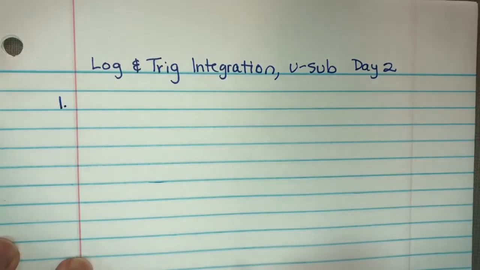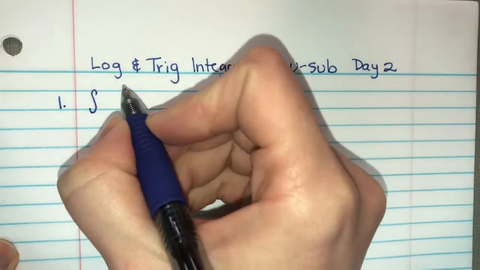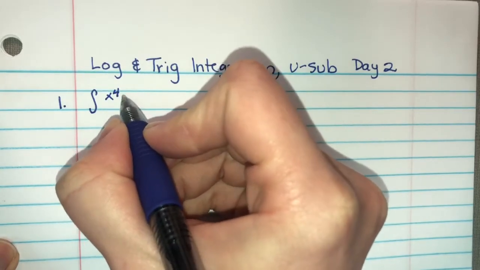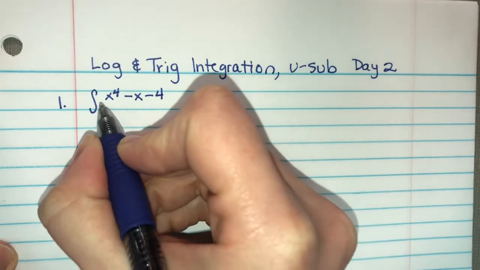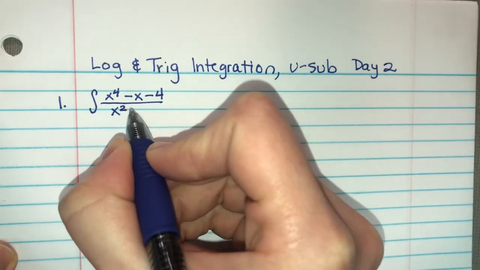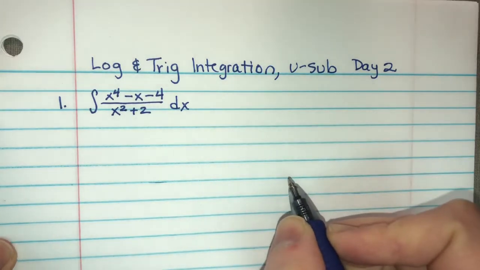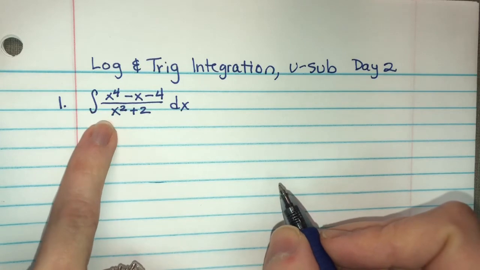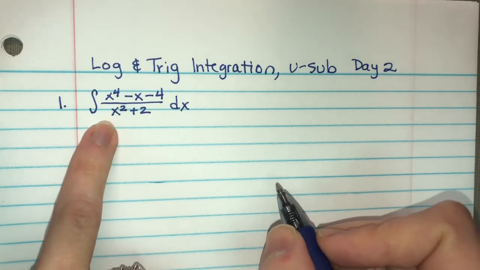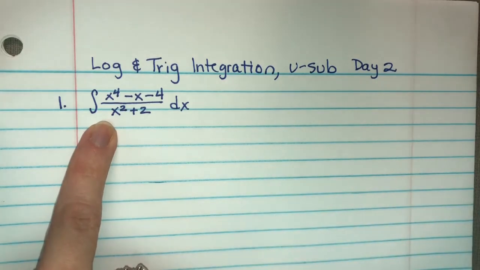So our first problem is going to be the integral of (x^4 - x - 4) divided by (x^2 + 2) dx. Now, notice that the degree of the numerator is greater than the degree of the denominator. The easiest way to do this problem is going to be starting by doing a division problem.